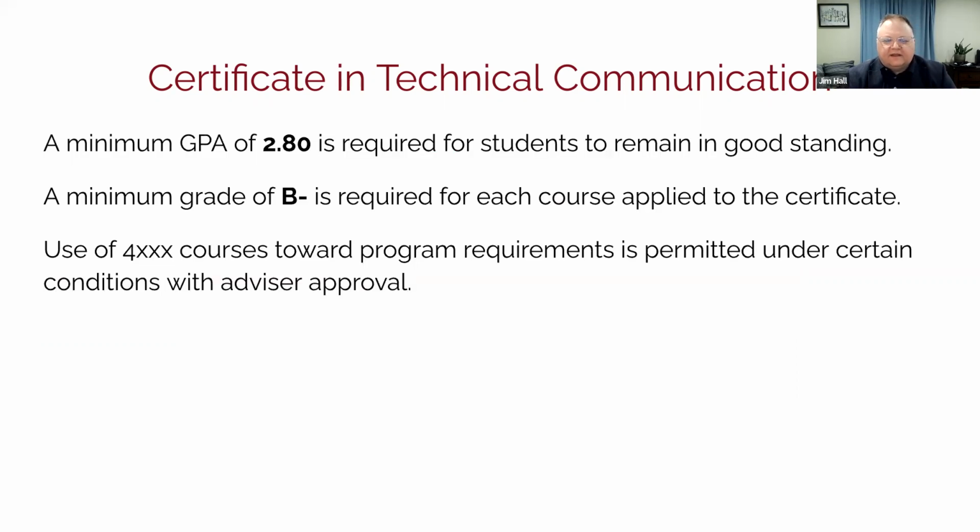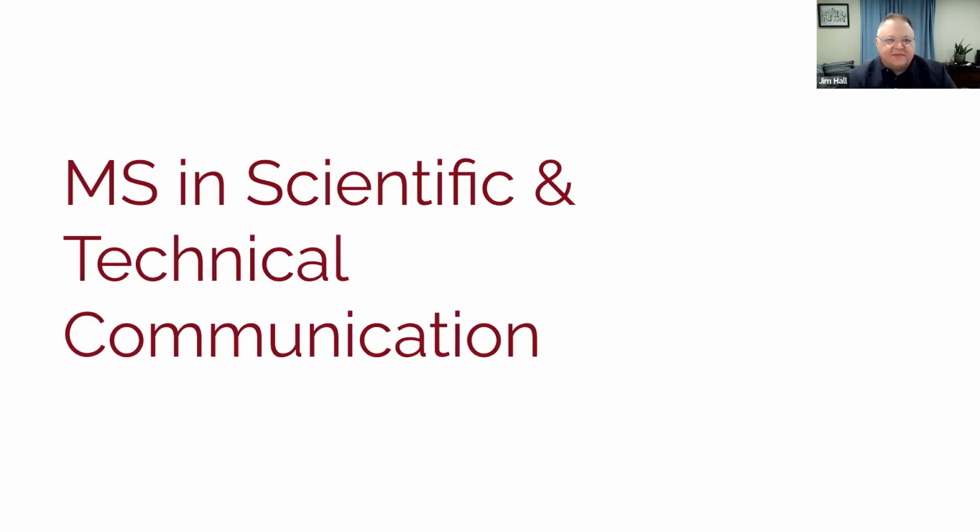Now, a couple of things to note about the certificate program. Students need to maintain a minimum GPA of 2.8 overall to remain in good standing with the university. But of course, you need to maintain a minimum grade of B- or better for any of these courses to apply towards the certificate. We used to have a note in here about the 4,000 level courses, but actually we don't have any 4,000 level courses anymore. So I probably should take that off my slides.